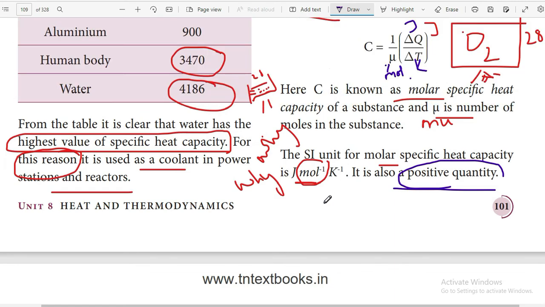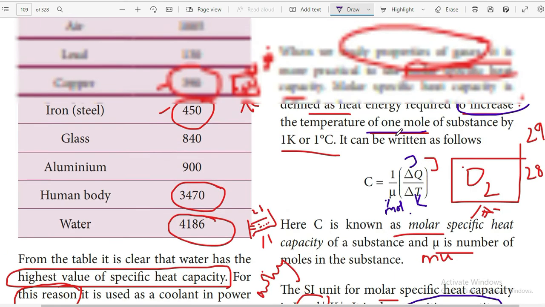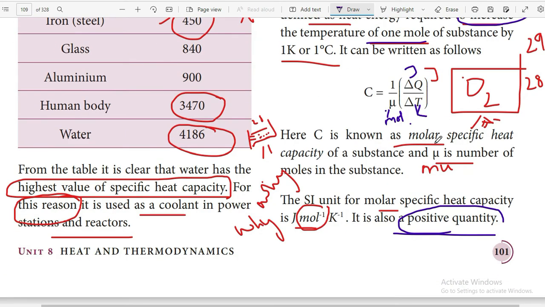Okay friends, I hope you must have understood this topic, specific heat capacity and molar specific heat capacity.